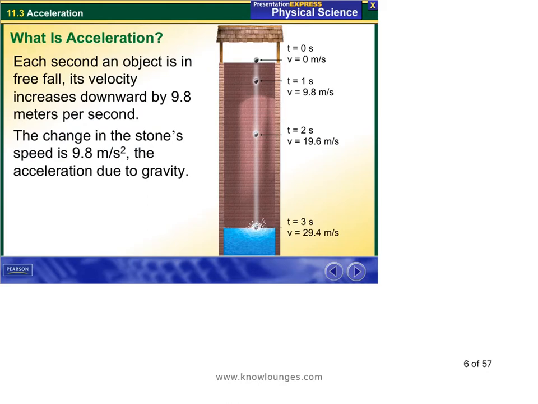As an object is falling, as illustrated here, a pebble falling down the well, every second it increases its speed 9.8 meters per second. So at time 0, we had a speed of 0. 1 second later, it has speeded up to 9.8. 2 seconds later, it speeds up another 9.8, so that's going 19.6. 3 seconds later, as it's hitting the water here, it's speeded up another 9.8, so at that point it's moving at 29.4 meters per second.